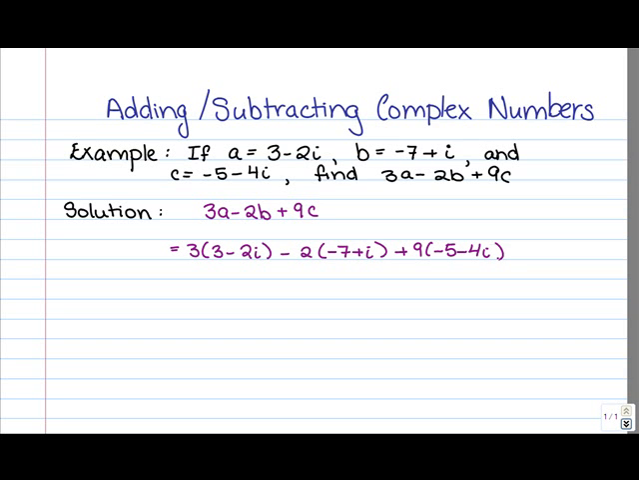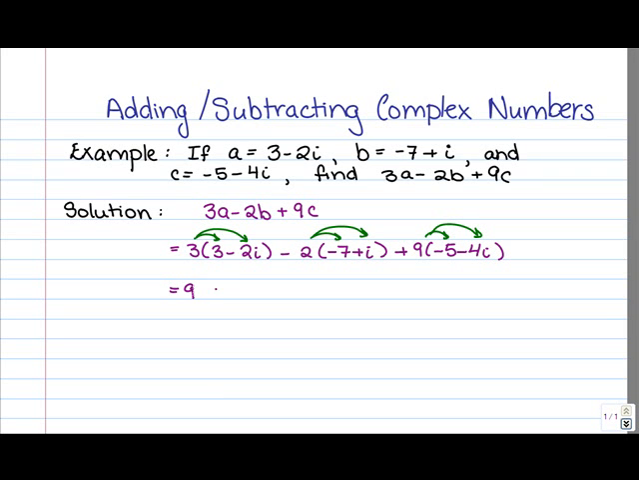Now, the first step is that we're going to have to perform the indicated multiplication by the scalar, the number outside, by the given complex number. So the 3 in the first term is going to have to multiply the 3 and the negative 2i. The 2 in the second term is going to have to multiply the negative 7 and the i. And the 9 in the last term is going to have to multiply the negative 5 and the negative 4i. So let's see what we get.